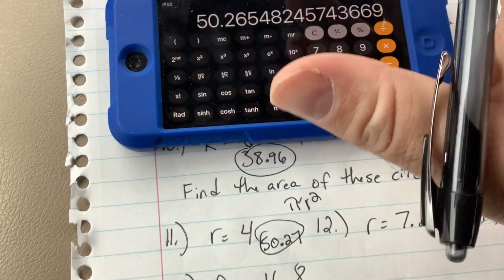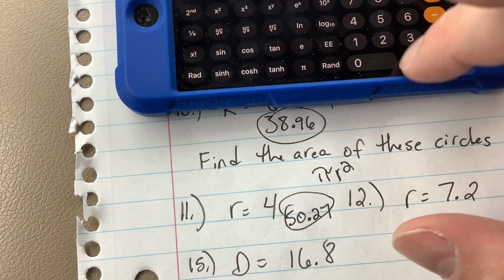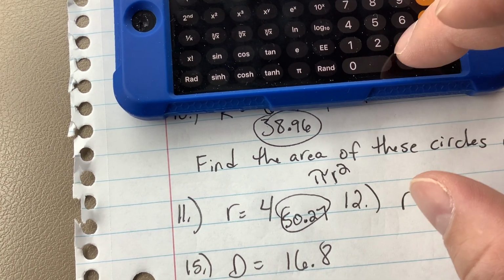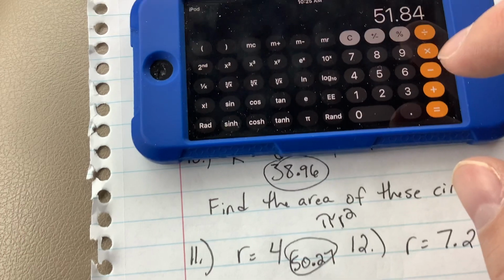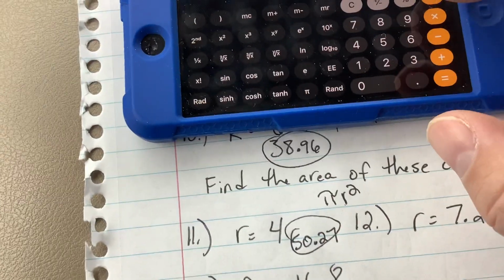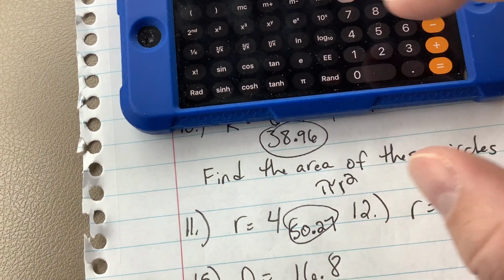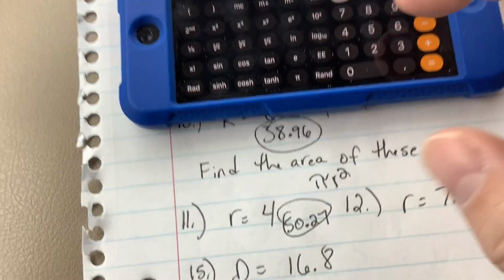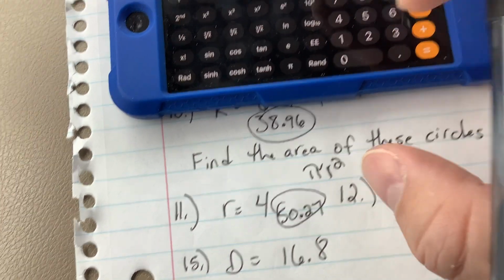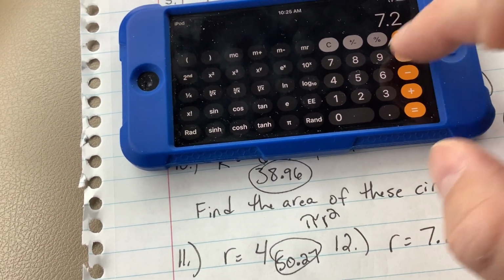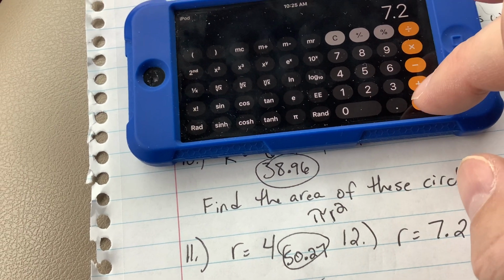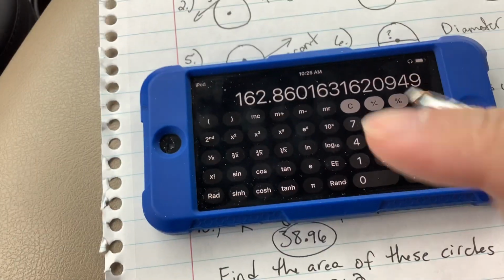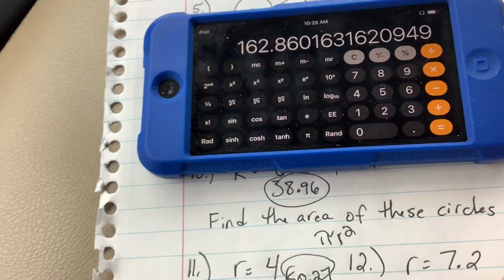This one we're going to square 7.2 first. You can either do that manually, 7.2 times 7.2, or you could have done just 7.2 squared. 51.84, and then we're going to multiply that times pi. Make sure you square the radius first, then multiply times pi. So that's not right. Then times pi. Okay, 162.86.